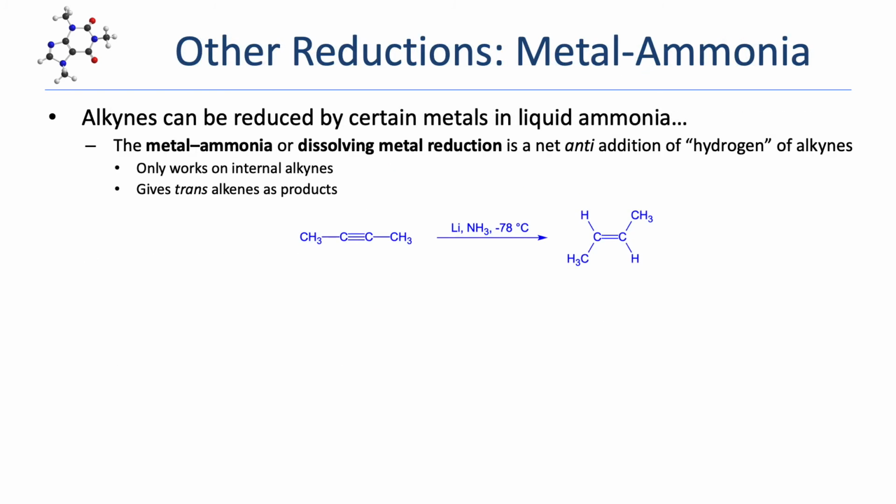The last reduction we'll take a look at is the metal ammonia or dissolving metal reduction. Internal alkynes can be reduced to alkenes by dissolving certain metals such as lithium or sodium into liquid ammonia. In the example, we see 2-butyne reduced to give trans-2-butene. The reaction is anti-stereoselective, giving trans alkenes, and provides a stereochemical complement to the Lindlar hydrogenation of alkynes. Remember that the reaction only works on internal alkynes. Terminal alkynes are deprotonated to form acetylide ions under these conditions, suppressing the reaction.